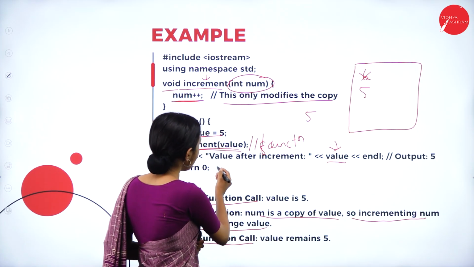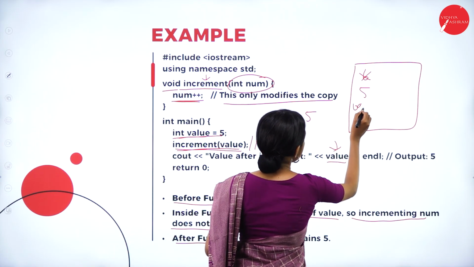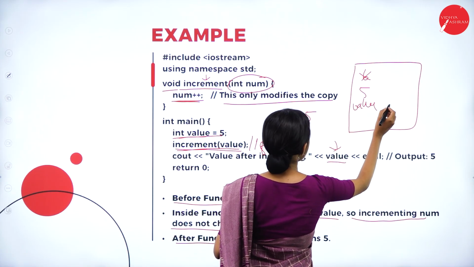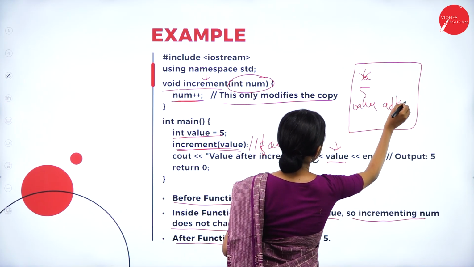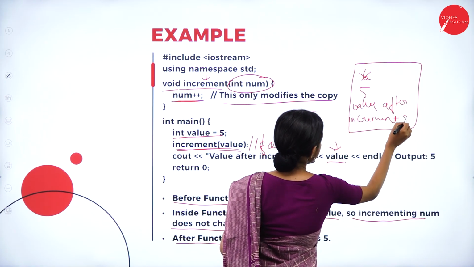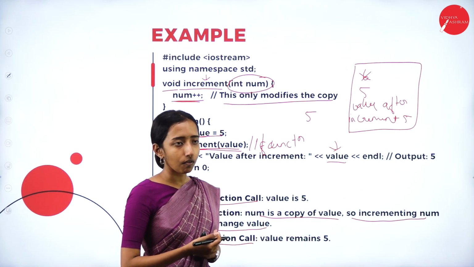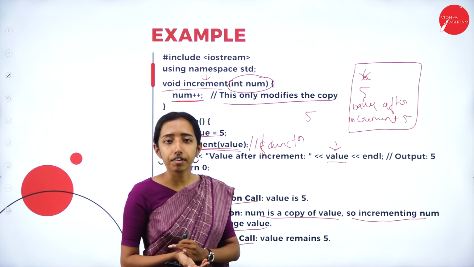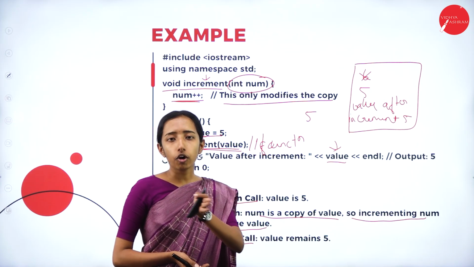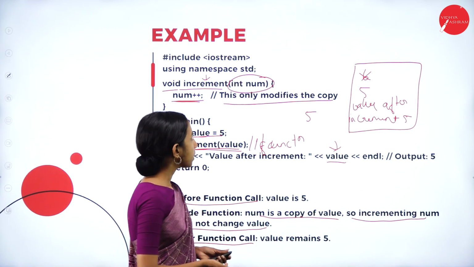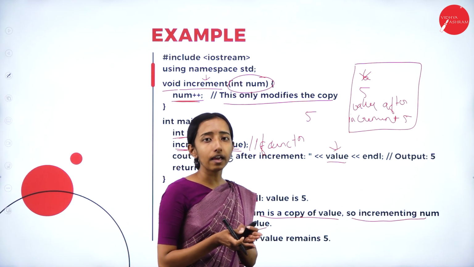So that's why value after increment, on the output screen, will be 5 only. Why? Because we are not passing the address, we are passing the copy of the actual argument. So this was about call by value.